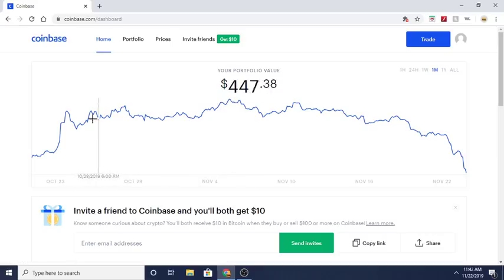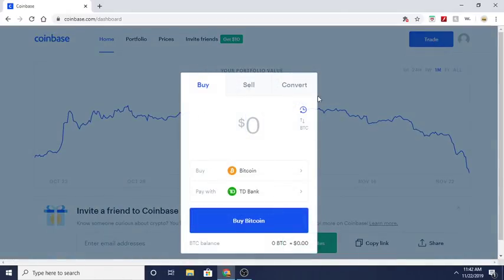This is my portfolio. So far it's going down. So now, how to buy and how to sell. You press trade. You could pay directly to your bank account. So you press the word buy.